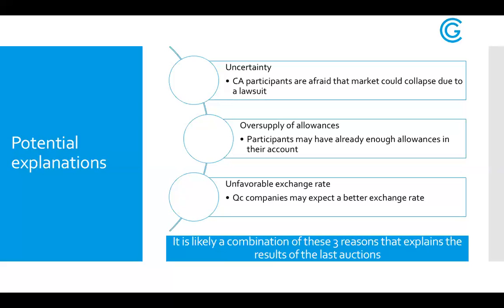So really the combination of those three explanations might explain the recent results at the auction. And it's not only one of them or two of them, it's probably a combination of those three high-level explanations that drive this dynamic right now.